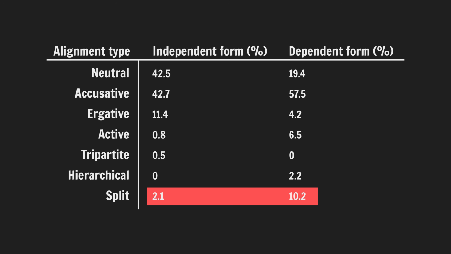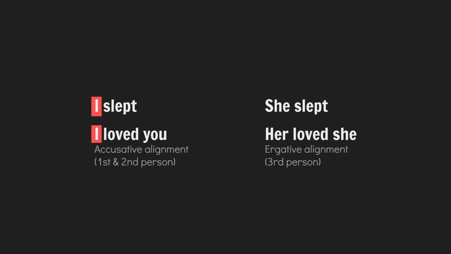Person-based splits are a thing, the most common being accusative in the first and second person and ergative in the third. I slept, I loved you. First and second persons are used here, so accusative alignment. She slept, her loved she. Third person is used, so ergative alignment.